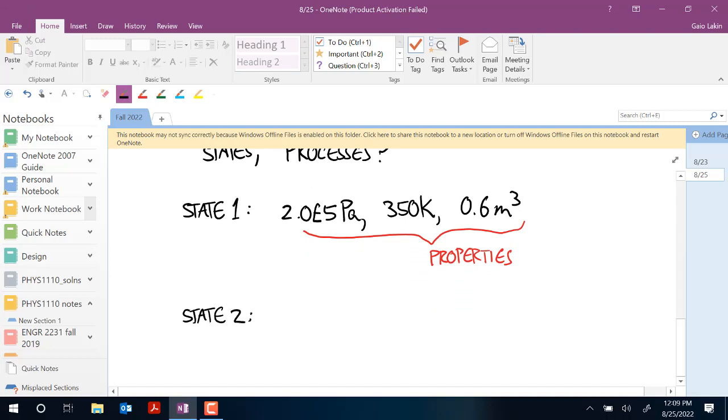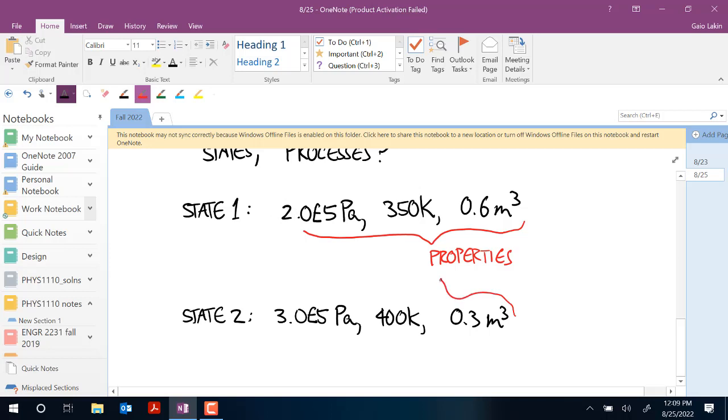State 2 is made up of the properties 3 times 10 to the 5th pascals, 400 Kelvin, and 0.3 cubic meters. Again, those things are the properties. And the process is as this thing goes from state 1 to state 2.